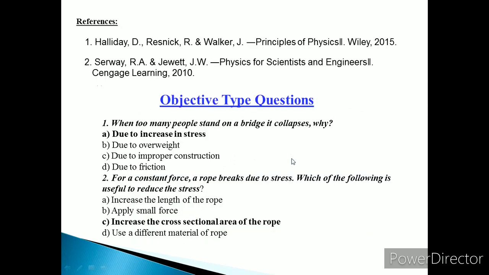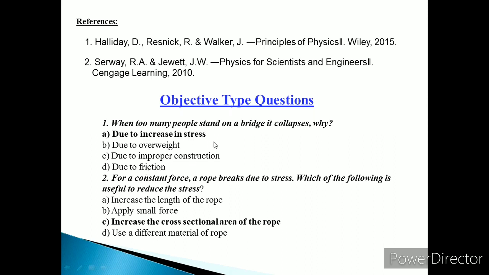Okay. Based on session 1 and session 2, we have prepared some objective type questions for your reference and for recalling the ideas. First one: when too many people stand on a bridge, it collapses. What is the reason? The answer is due to increase in stress. The other options are due to overweight, due to improper construction, due to friction. The first one is the answer.